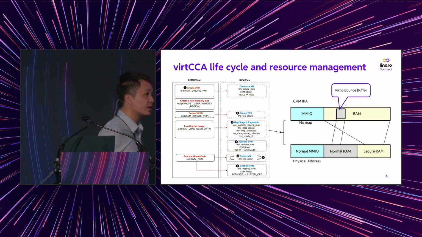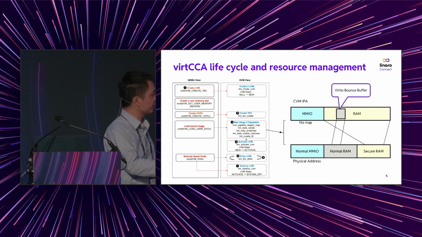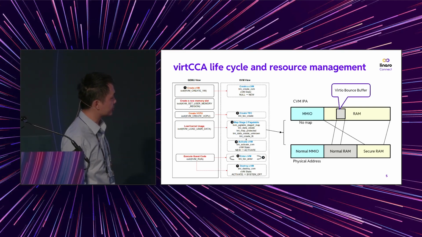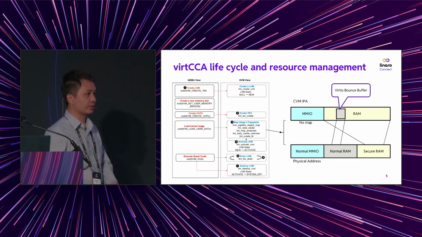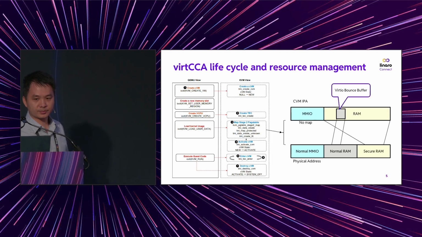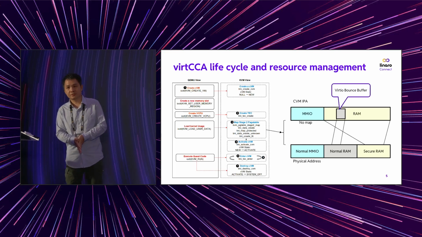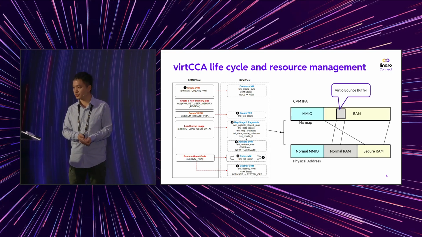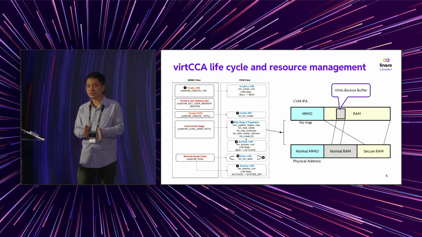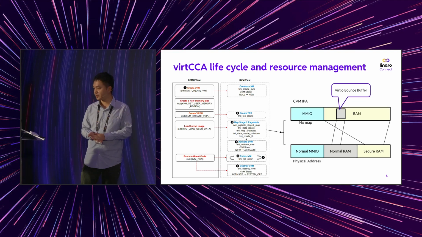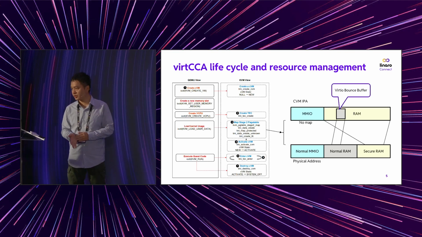Let me go into a bit more detail on the memory allocation. Just now, Sobi asked the question of whether the memory allocation is static or dynamic. Because the ARM we use has TrustZone, it's all static. That means if the cloud provider wants to use virtCCA, it has to predetermine how big the secure RAM is and how big the normal RAM is.